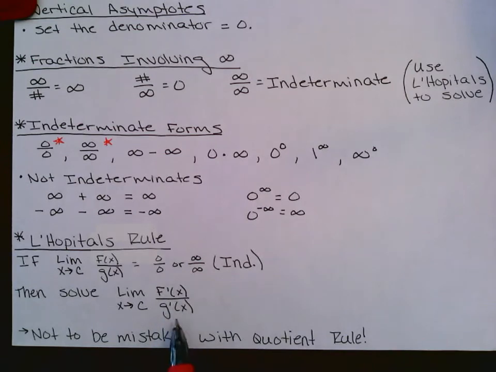Now, please do not mistake this with quotient rule. Okay, quotient rule is low D high, high D low. This is just doing the derivative of the numerator over the derivative of the denominator. Okay, so we're going to start seeing a combination of questions that take all of this into account. And we're going to be seeing a lot of limits today, okay? So let's see the first example.